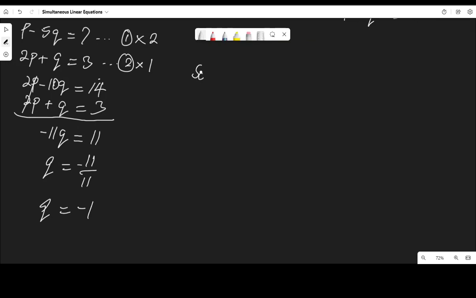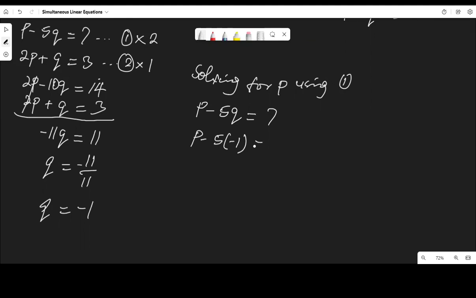Now solving for p, let me use equation 1. Equation 1 says p minus 5q is equal to 7, and we know q to be negative 1. So p minus 5 times negative 1 is equal to 7. Negative 5 times negative 1 is positive 5, so p plus 5 is equal to 7. P therefore is equal to 7 minus 5. When plus 5 crosses the equality it becomes minus, and 7 minus 5 is 2.